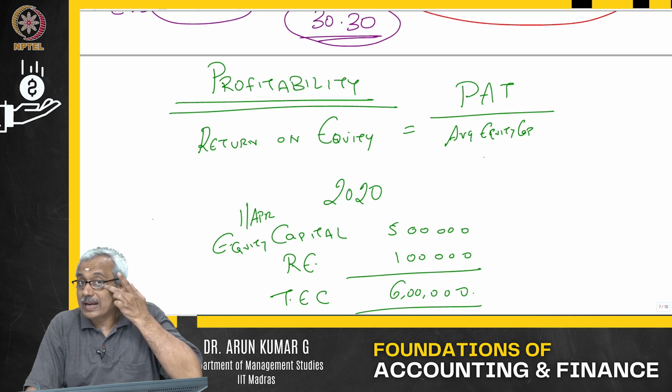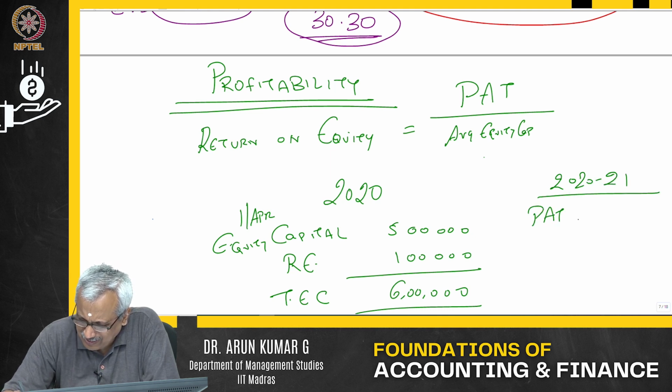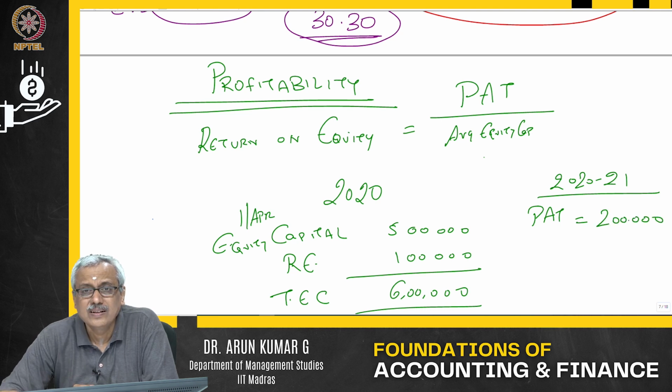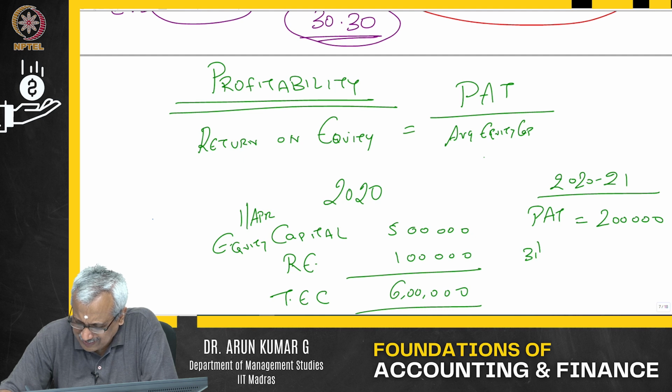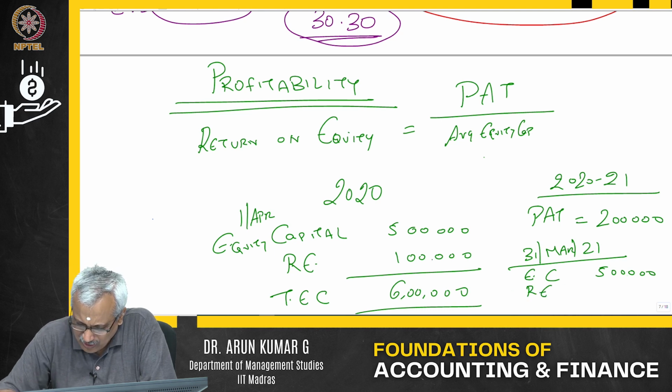Now, in the year 2020-21, you have a PAT, a profit after tax, of 2 lakhs. What is the capital on 31st of March 2021? My equity capital is 5 lakhs. My retained earnings is 1 plus 2, that is 3 lakhs. Assume that you have not given dividend. So, your net worth or total capital is 8 lakhs.